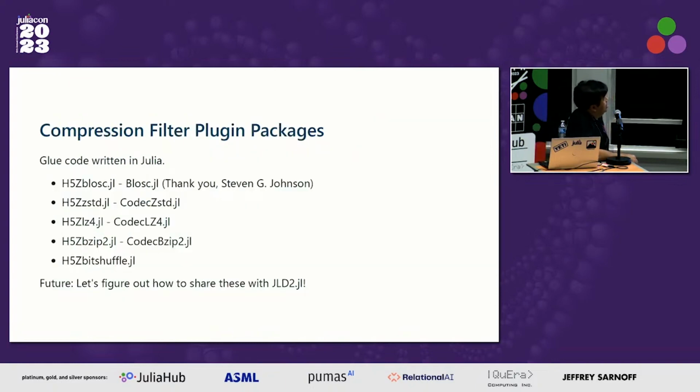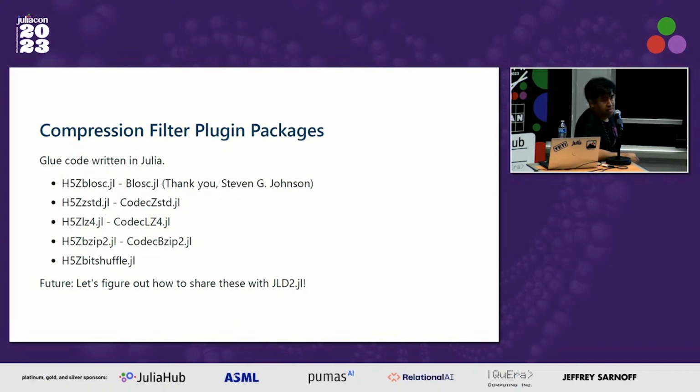We've worked on compression filter plugins recently. A big hint that we got was from Stephen G. Johnson, an MIT professor here, where he implemented the filter for Blosc using his Blosc.jl package. Blosc is a meta compressor, and that provides a lot of compression capability from the get-go. Interestingly, this plugin is implemented in Julia.